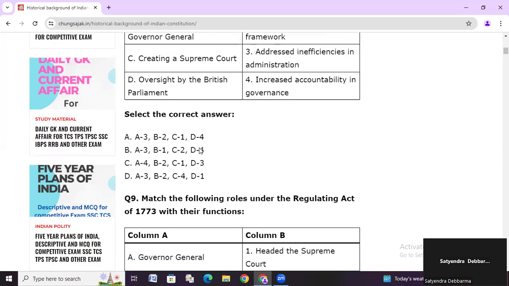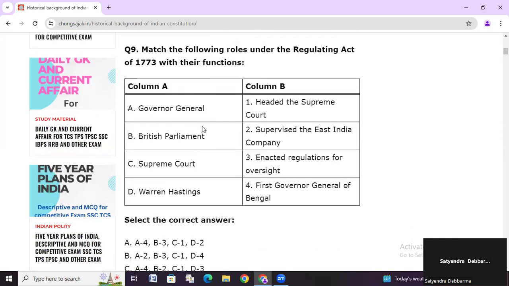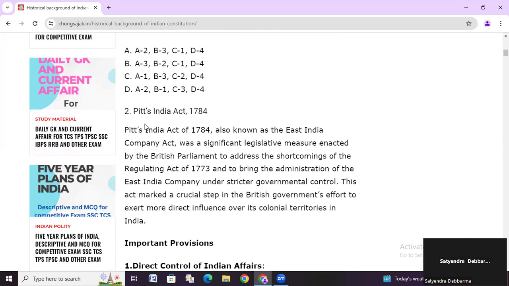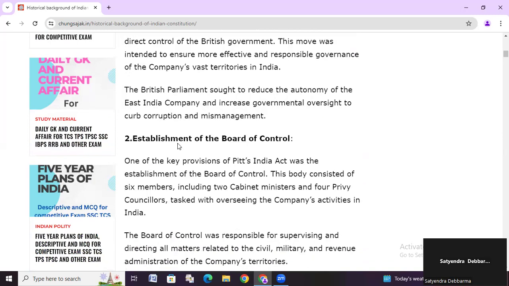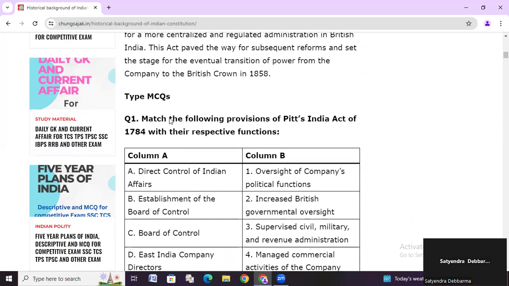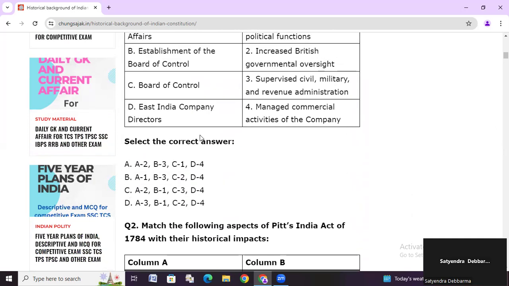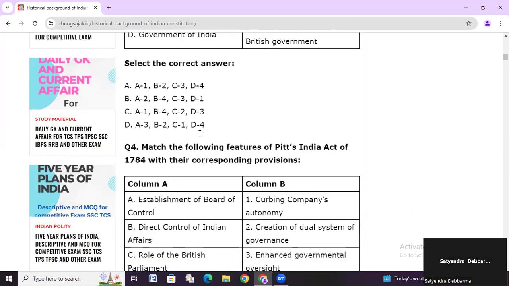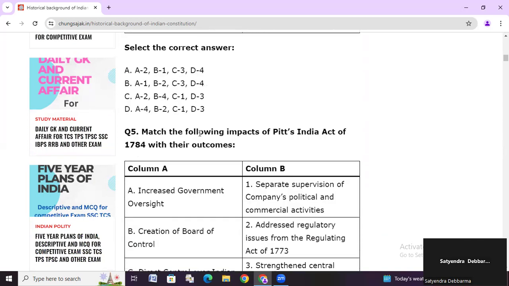Next, descriptive and MCQ. Next, Pitt's India Act 1784. Descriptive, that means explanation, and MCQ. Possibility questions, that means suggested questions for SSC CGL and UPSC exam.